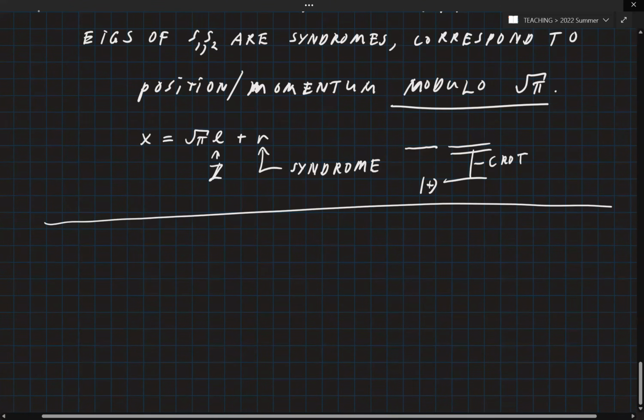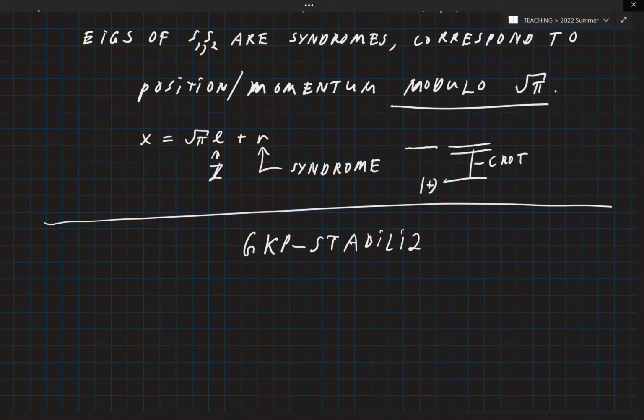Okay, now we'll do one more class of code, GKP stabilizer. Sure. What do these displacement errors correspond to in terms of protection?